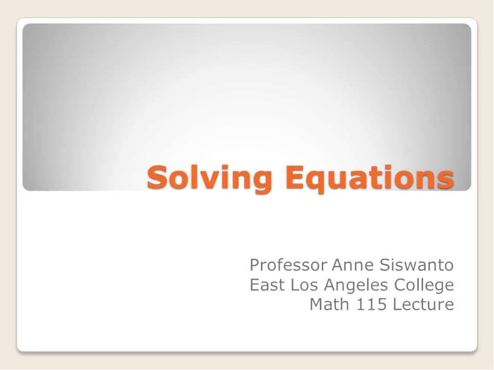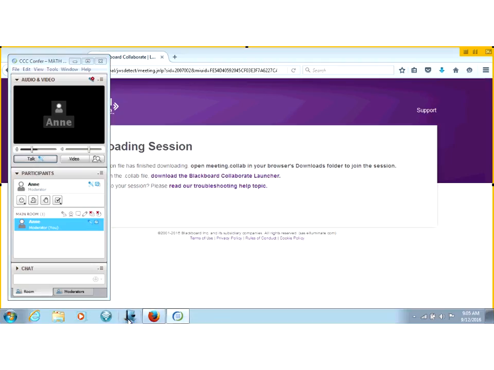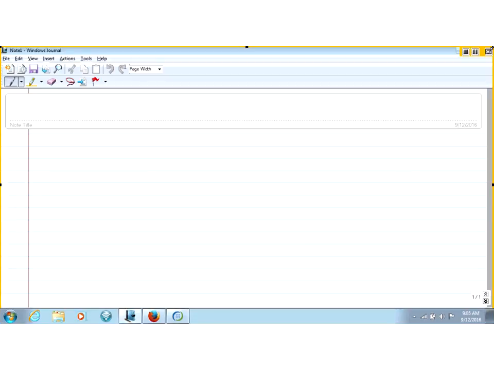Now, starting from this chapter, you can use a calculator, the scientific calculator. Only for chapter 1, you cannot. All right. Now, let's start. So, 2.1, solving equations.